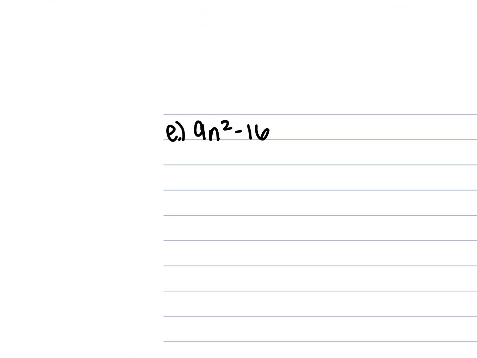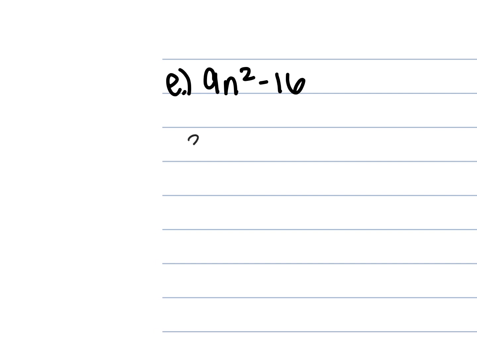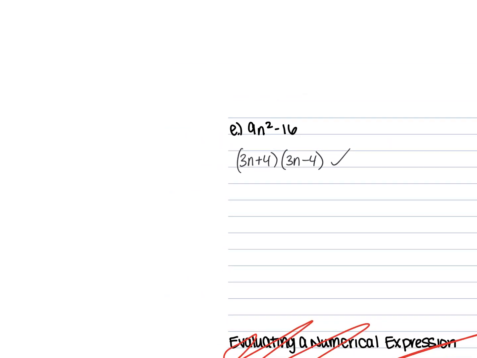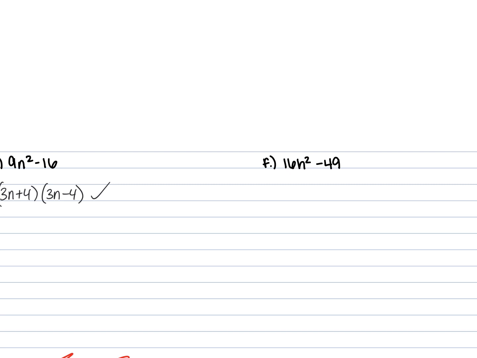Segi, go for it. I got 3n plus 4 and 3n minus 4. Do we agree? Yes. He's right. Give it up for Segi. Nice job, Segi.